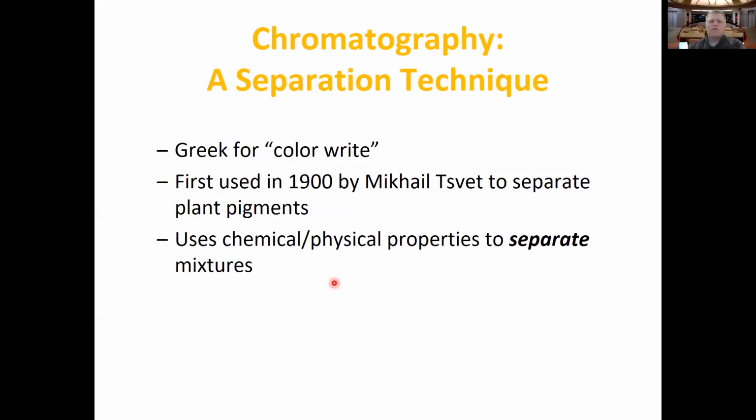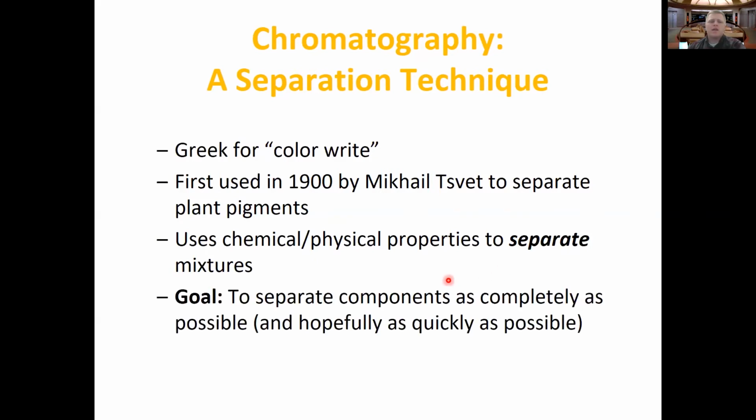And the way chromatography works is it uses either chemical or physical properties to separate your mixtures. And like I said a little while ago, the goal is to separate components as completely as possible and hopefully as quickly as possible. Sometimes this can take 4 or 5 hours or even longer, depending on what species you're trying to separate. And so complete separation is usually the overall goal, but reducing the amount of experimental time is also really important, especially when you're trying to do hundreds of separations.